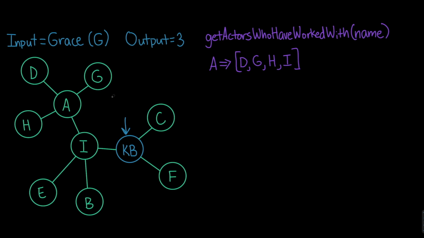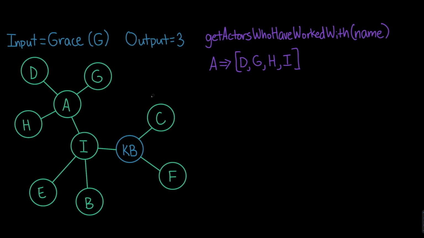So you can imagine, if you were given Kevin Bacon as an input, you would get 0. If you were given I, C, or F as an input, you would get 1, and it expands outwards using that pattern. Okay, so that covers what we're trying to do in this question.